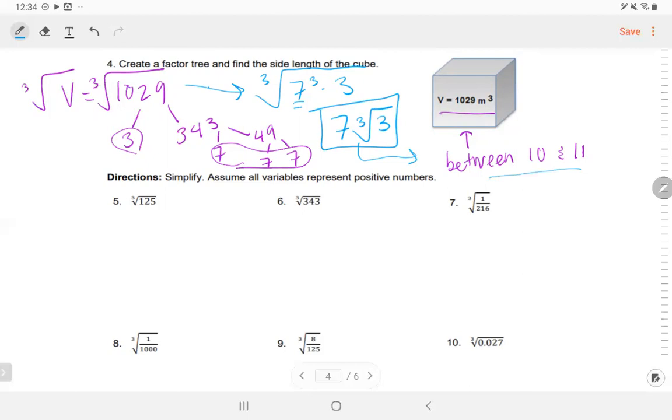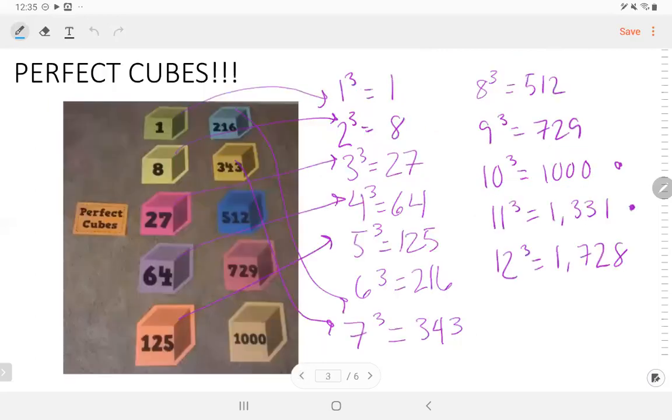So next question. Assume all variables represent positive numbers. If I am going to take the cube root of 125, we actually already did that. The cube root of 125 should mean the side length of a cube with a volume of 125. The side length should be 5.